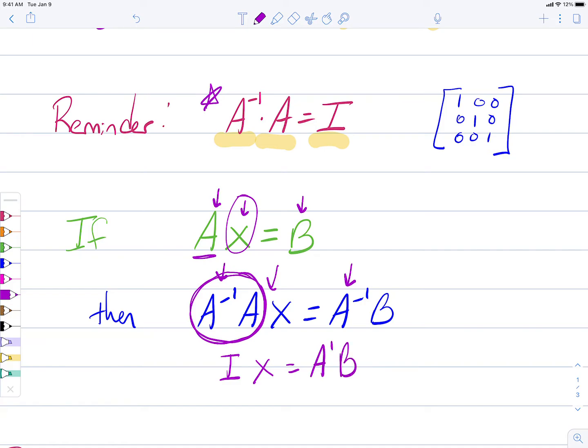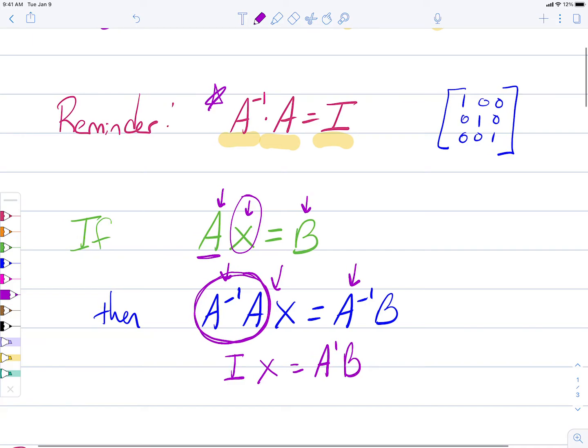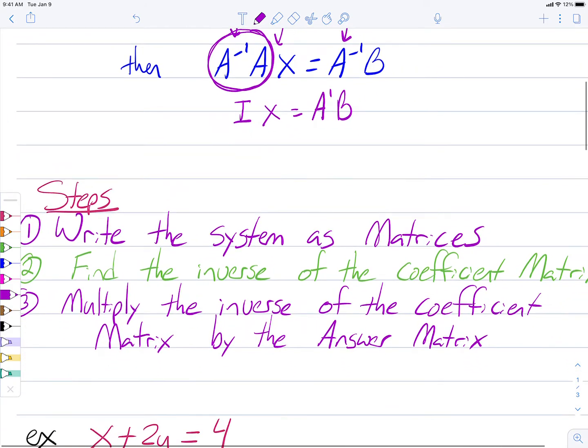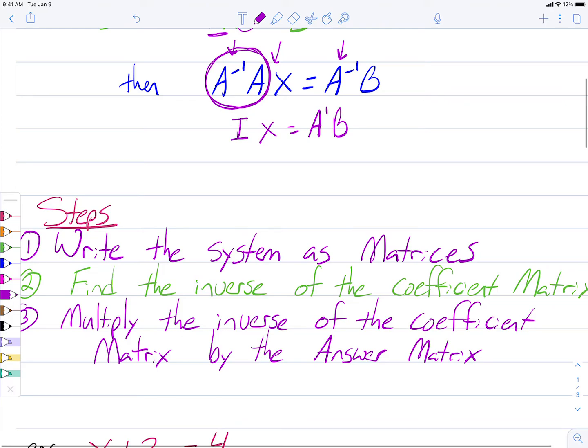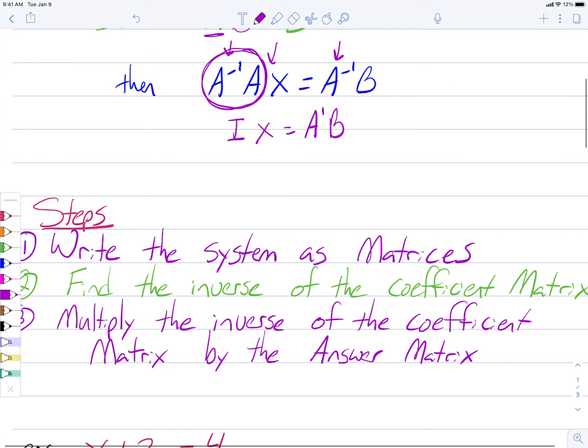So we're going to do some inverse matrix work and then some multiplication. I'm going to show you what that looks like. So here are the steps of what you're going to do. First, you're going to write the system as matrices, and I'll show you how that works. Then you're going to find the inverse of the coefficient matrix.